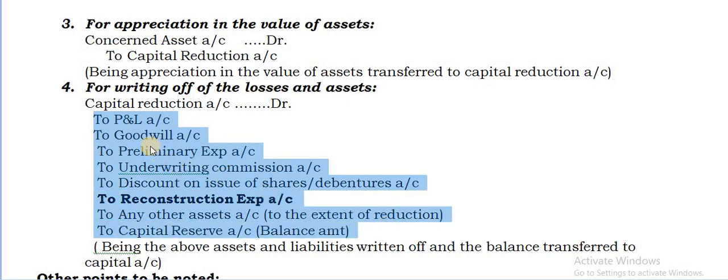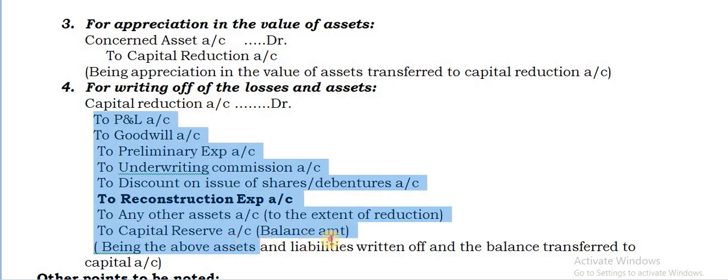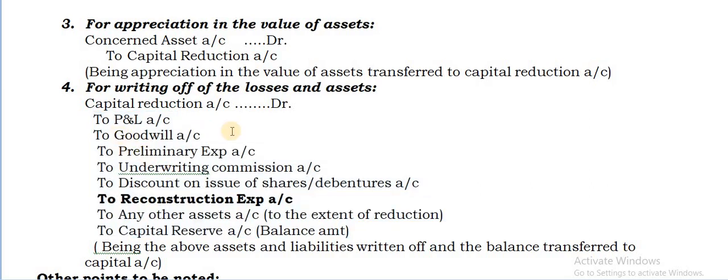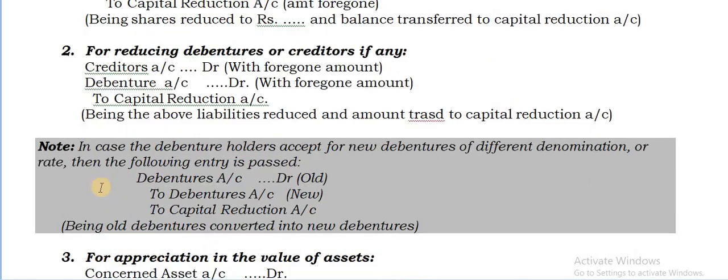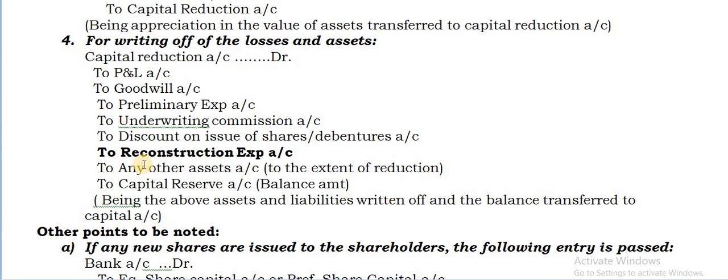Okay, so as if these amounts are being written off. So capital reduction account now is being debited and a credit is being given to all these items which are being written off. You can see: to profit and loss account, to goodwill, preliminary expenses, underwriting commission, discount on issue of shares or debentures. So all these are the fictitious assets which cannot be realized. Then to reconstruction expenses, any other assets to the extent being reduced, and capital reserve, that is a balance amount. Okay, so like this, these four entries, minimum four entries, first you remember. The balance we'll discuss later with the problems.